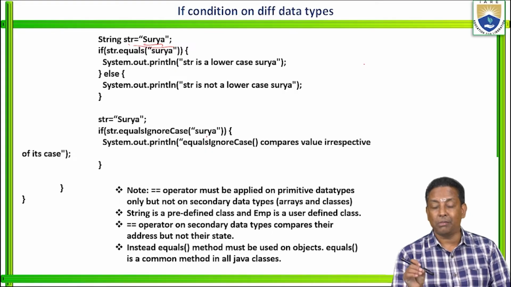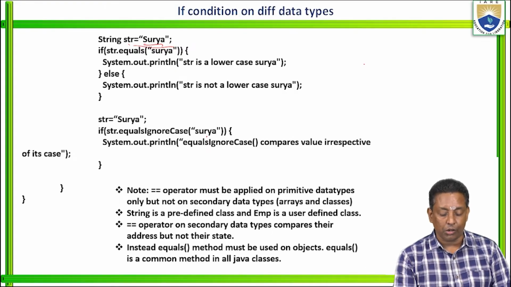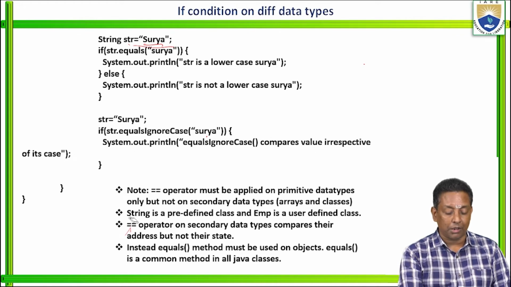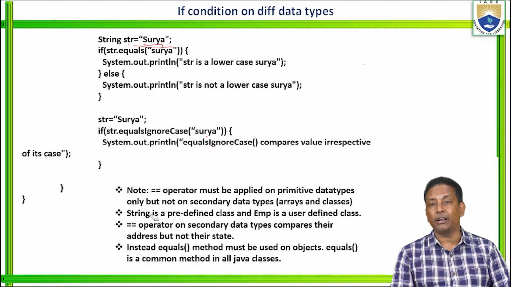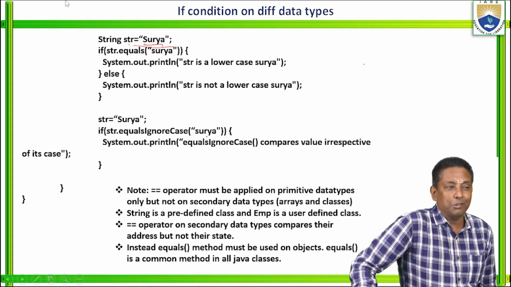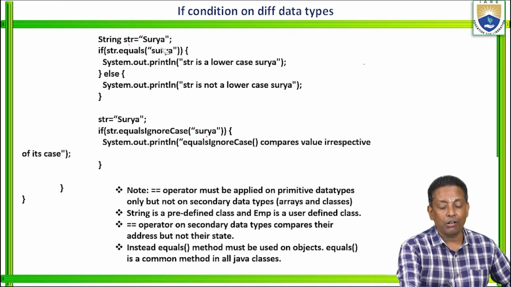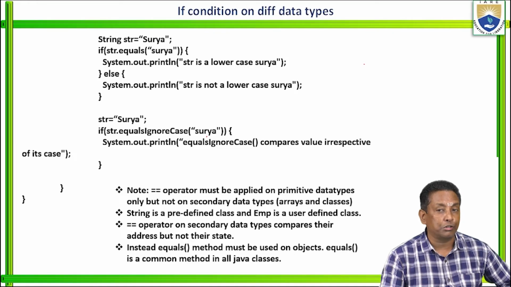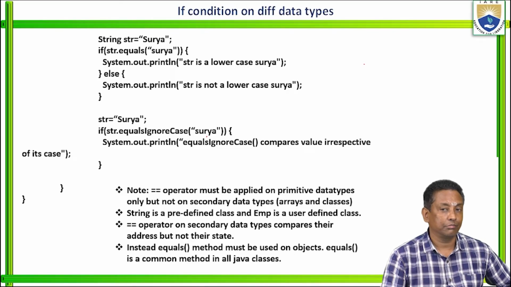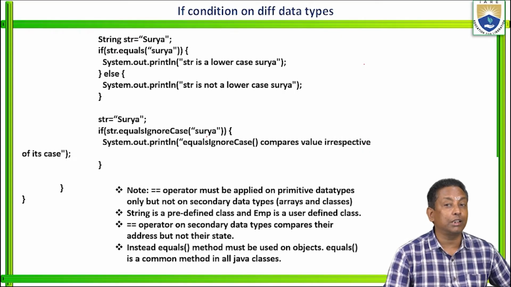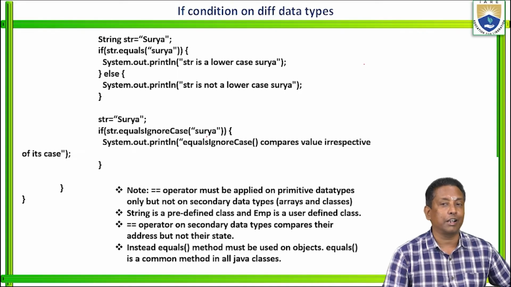These class objects can be compared only with the equals method but not with the equal to operator. In interviews they sometimes ask whether the equal to operator can be used to compare objects. I don't say the equal to operator cannot be used to compare two objects. It can be used, but how? The equal to operator will check only the object addresses but not their state.